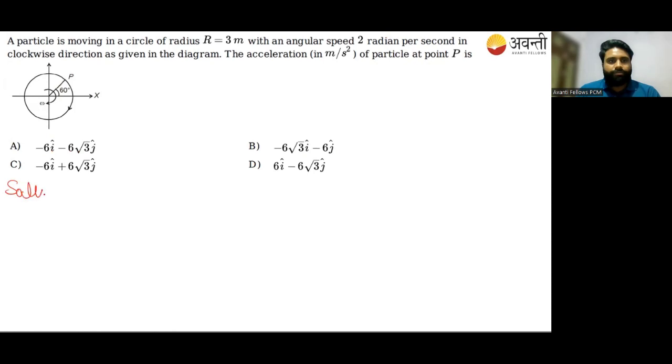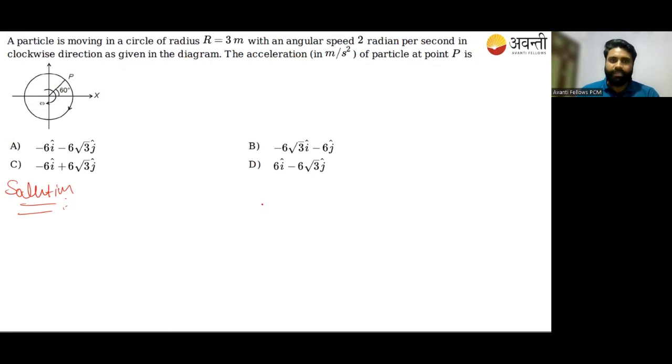Now, move on to this question. A particle is moving in a circle of radius r equals 3 meter with an angular speed 2 radian per second in clockwise direction as given in the diagram. The acceleration in meter per second square of the particle at point P is.